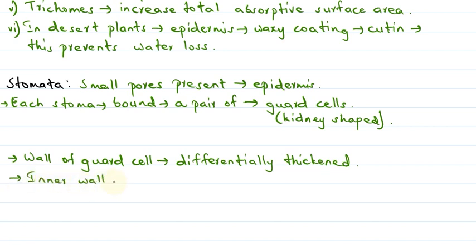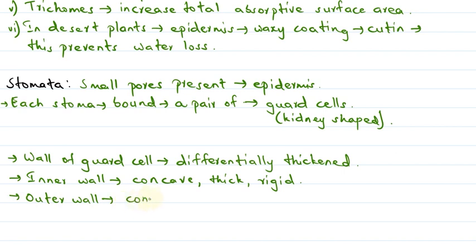Okay, so the inner wall of each guard cell that faces the stoma is concave. It is concave, it is thick and also it is rigid. Okay, and the outer wall is convex. It is convex and is thin, and also it is elastic.